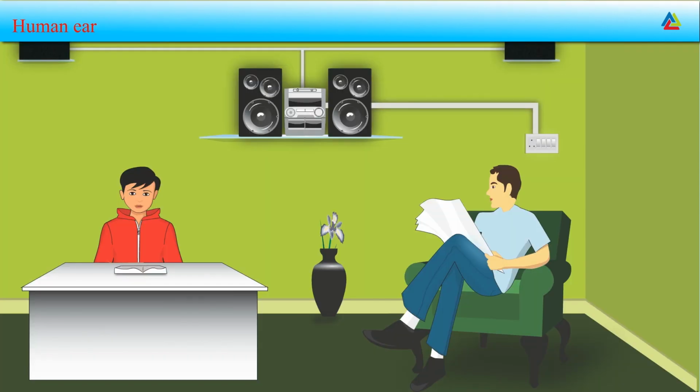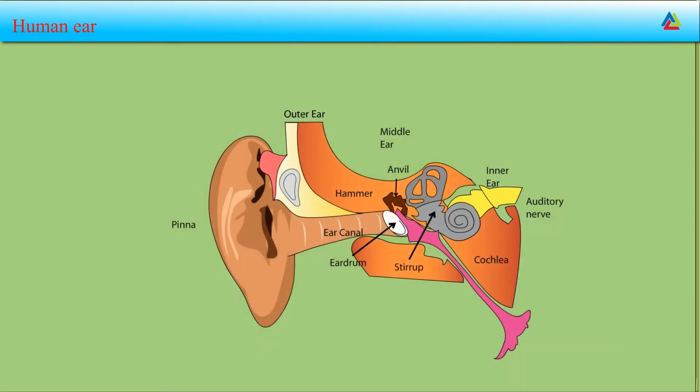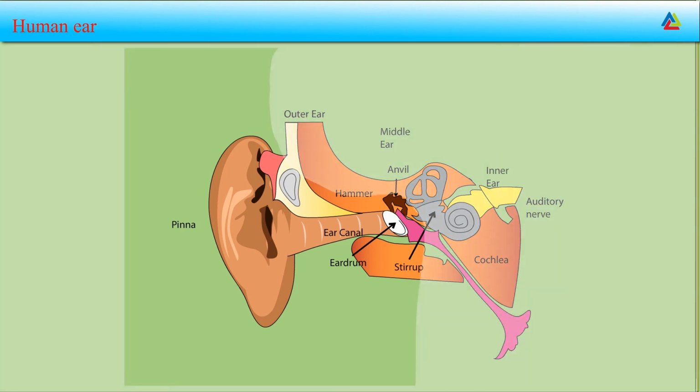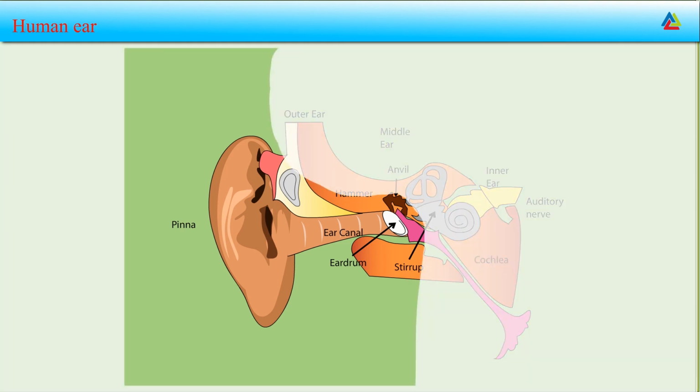Now, let us learn about the structure of the human ear. Yes, Dad. The ear allows us to convert pressure variations in air with audible frequencies into electrical signals that travel to the brain via the auditory nerve. The outer ear is called the pinna. It collects sound and then this sound passes through the auditory canal.